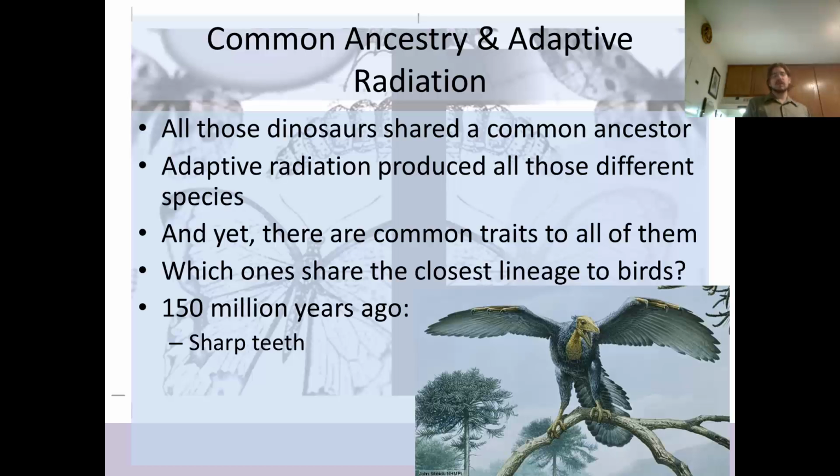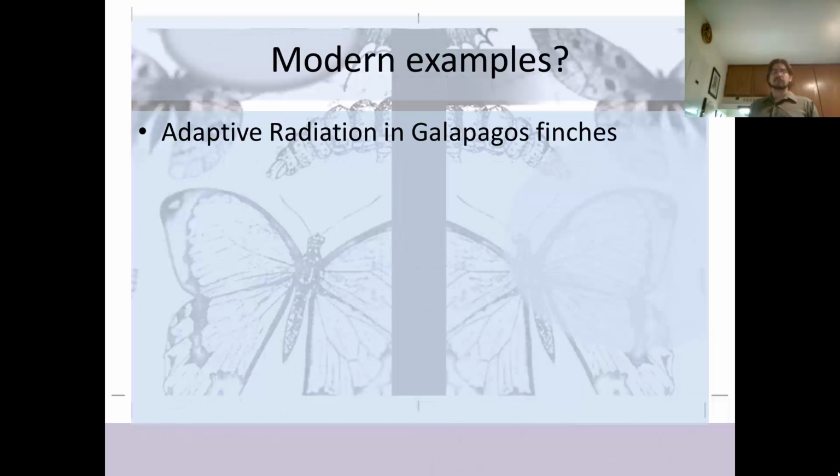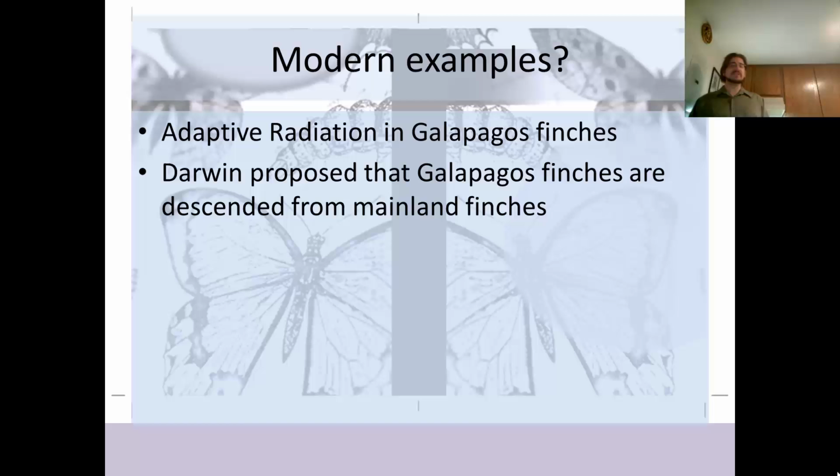So this dinosaur had sharp teeth, a long bony tail, traits common to dinosaurs, but it also had a wishbone, seen in birds, and it had feathers, especially those primary feathers on the arms that probably helped with gliding, if not flying. Let's take a look at adaptive radiation in Galapagos finches.